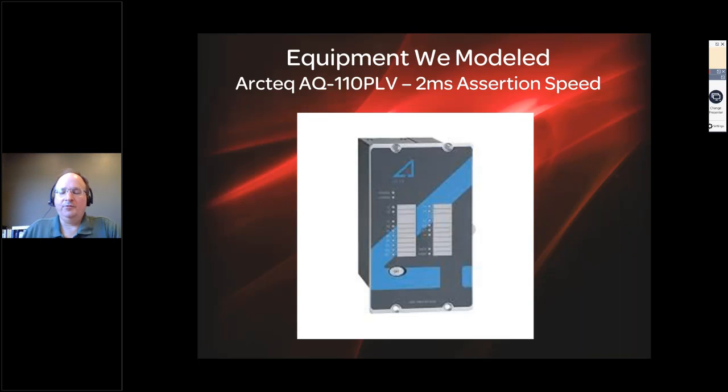The equipment that we're going to show you today, we modeled the Arcteq AQ110 PLV. This is the fastest arc flash relay in the world with a 2 millisecond assertion time. We brand label this relay to Eaton. The EAFR, Eaton Arc Flash Relay, is this same exact device. Siemens also uses this device from us. They don't brand label it. They install it just as the Arcteq labeled device in their equipment.